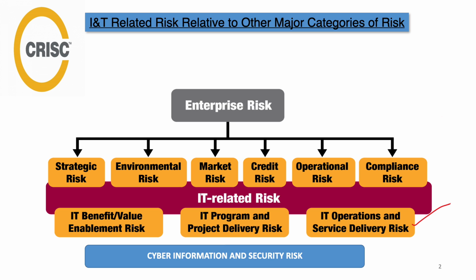Under enterprise risk, we have the strategic risk, environmental risk, market risk, credit risk, operational risk, and compliance risk. Similarly, under IT-related risk, it is IT benefit and value enablement risk, IT program and project delivery risk, IT operations and service delivery risk, and at last, cyber, information and security risk. Let's discuss one by one.